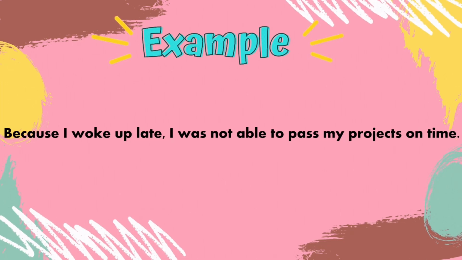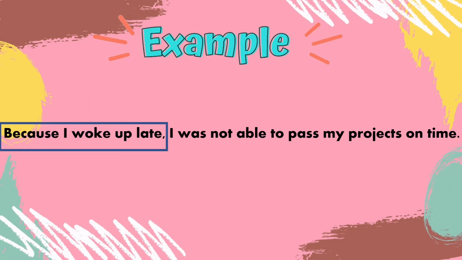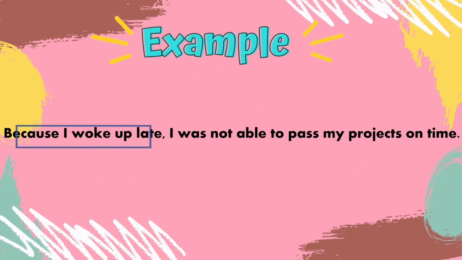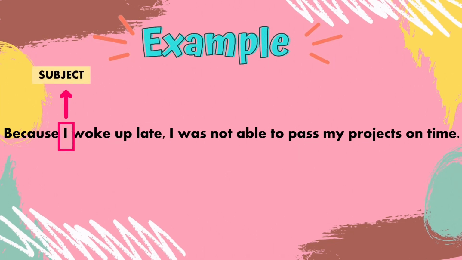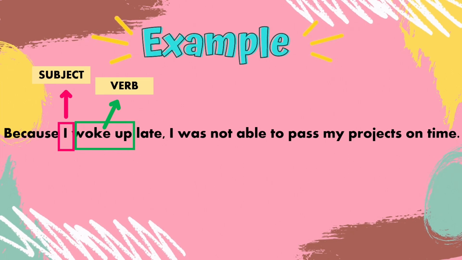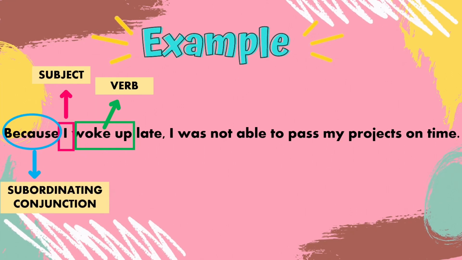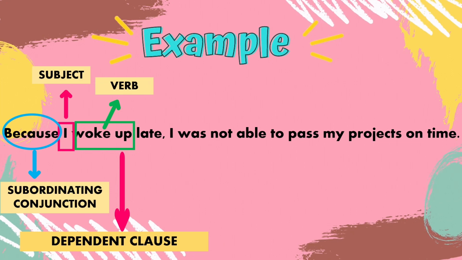The next one is, because I woke up late, I was not able to pass my projects on time. Take a look at the first part of the sentence, because I woke up late. It has a subject, which is I, and the verb, which is woke up. But then, it doesn't give us a clear thought or idea. This part begins with a subordinating conjunction, because. Therefore, because I woke up late is an example of a dependent clause.